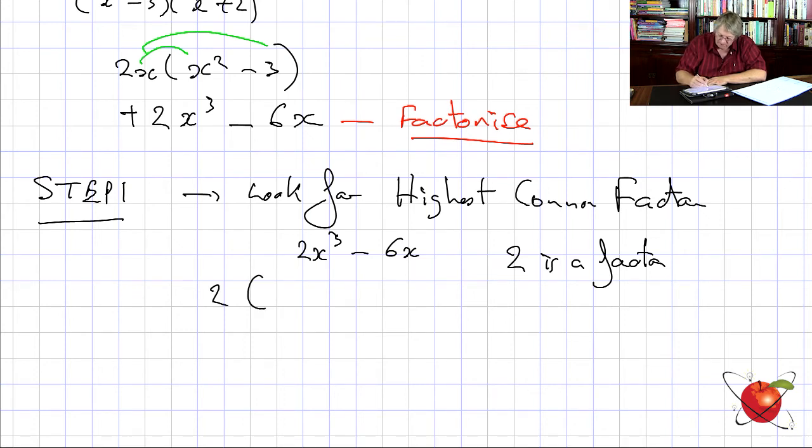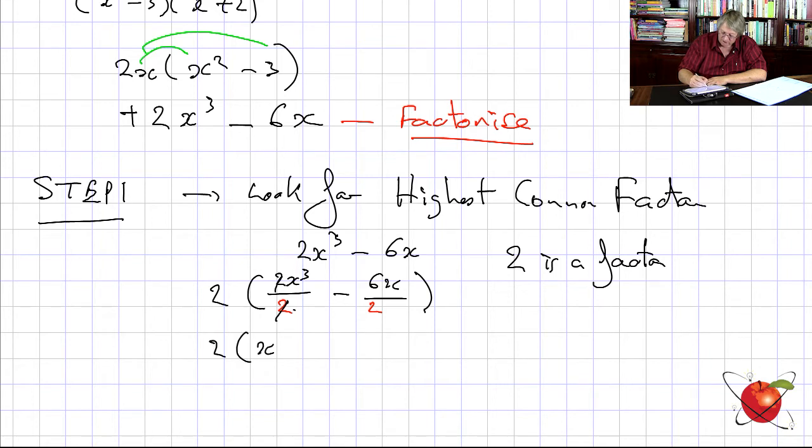That leaves me with, let me actually do that in a different color, minus 6x over, I've got my factor 2. Can you see? I've divided each one by 2, which means I'm left with 2x cubed minus 3x, because that 2 goes into there 3 times.